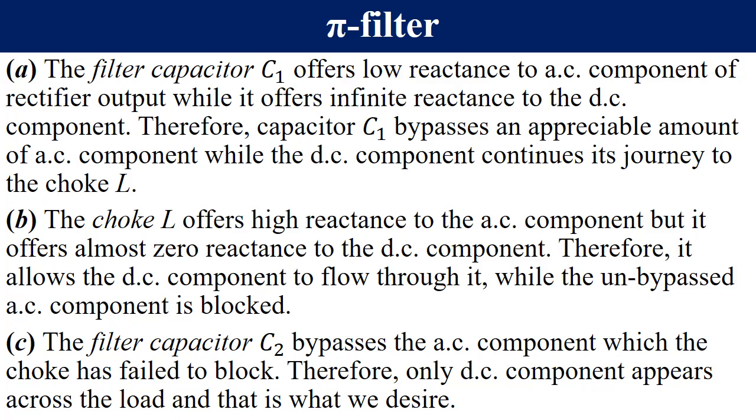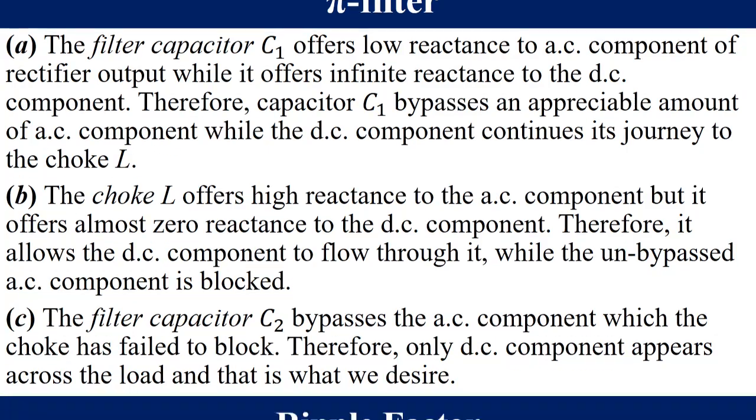Then the capacitor C2, which is the last component of the pi filter, bypasses those problematic AC components to ground, or they are shunted to ground by the capacitor C2, to the effect that only the DC component will proceed to the load, and this is what we desire, nearly constant DC at the load.